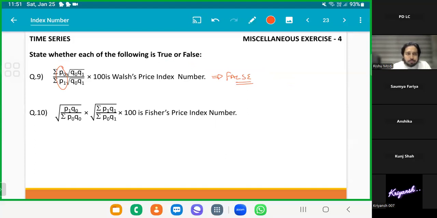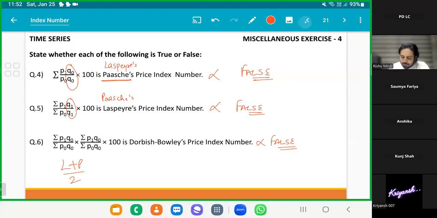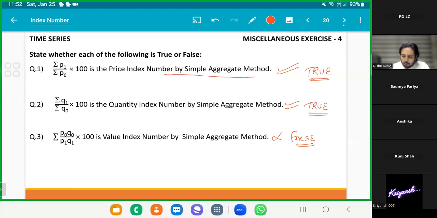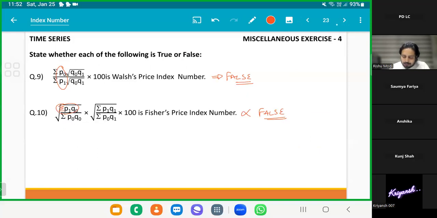And the last one is Fisher's price index number. What is Fisher's price index number? It is summation, right? They have not put the summation sign here. That is missing. And because of that, you have it as false. So if you understand, I think so, except for the first one to be true, rest all the answers in this index number are false, right?